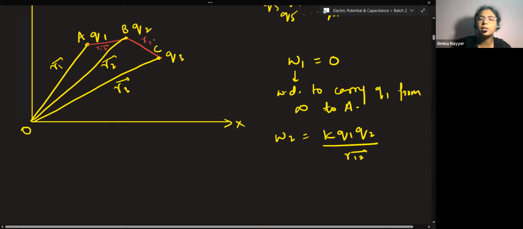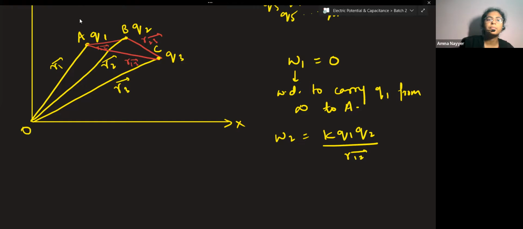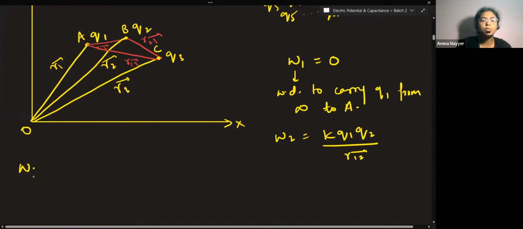So let's say this separation between 2 and 3 is R2,3. And the separation between A and C, let's say this is R1,3. Separation between 1 and 3 is R1,3. Now let us calculate the work done. See, W3 will be what? W3 is the work done to carry charge Q3 from infinity to the point. So Q3 is the charge multiplied by the potential.